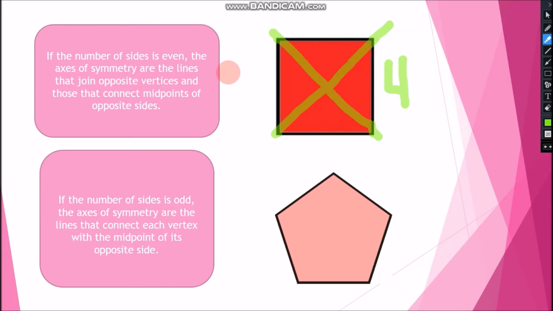Pero también I have to connect my points of opposite sides. Pero también tengo que unir los puntos medios de los lados de mi figura con su opuesto. Entonces, ahora voy a identificar el punto medio de cada uno de los lados de mi figura. Es decir, acá, el punto medio de este lado, es decir, aquí, el punto medio de este lado, es decir, aquí, y el punto medio de este lado, es decir, aquí. My points, puntos medios. Y voy a unir también los puntos medios opuestos. Este con este y este con este.